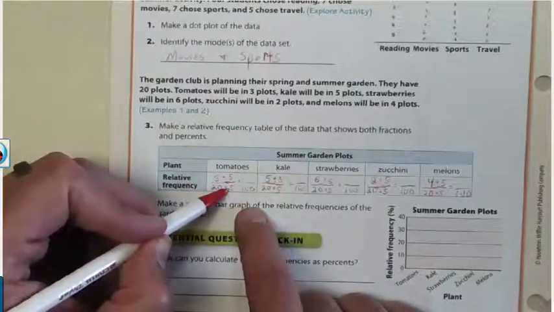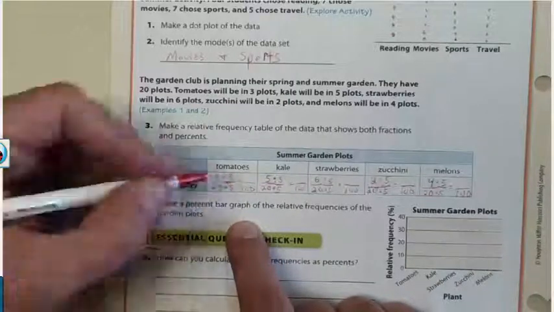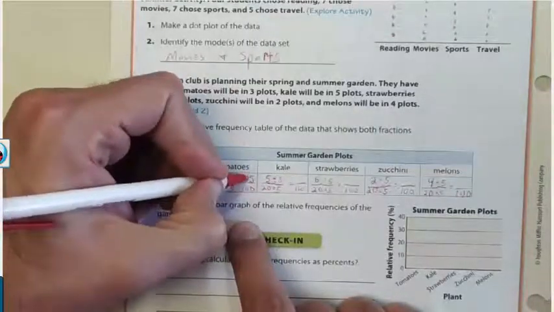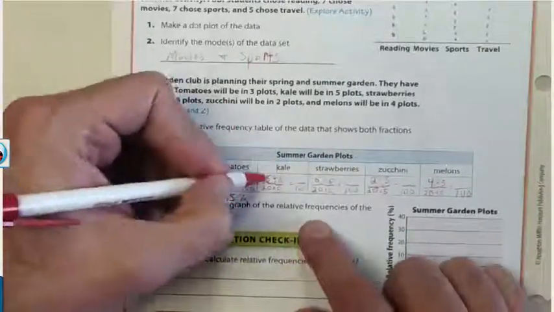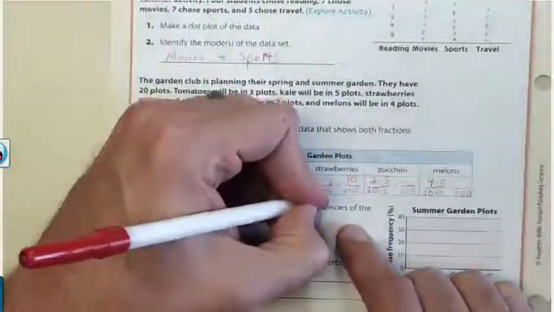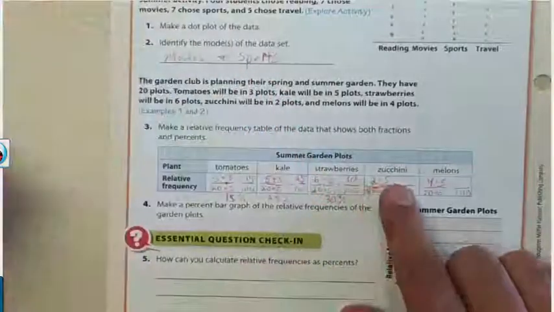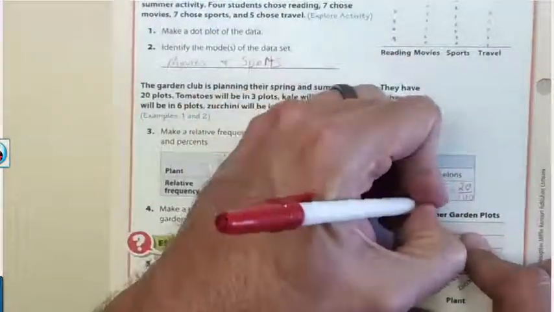So 20 times 5 is 100. So now to find the percentage, or the numerator, I do 3 times 5, which gives me 15 out of 100, 15 parts per 100. That is 15%. This is 25 parts per 100, so that's 25%. 6 times 5, which gives me 30 parts per 100, so that's 30%. 2 times 5, which is 10 parts per 100, which is 10%. And 4 times 5, which is 20 parts per 100, which is 20%.